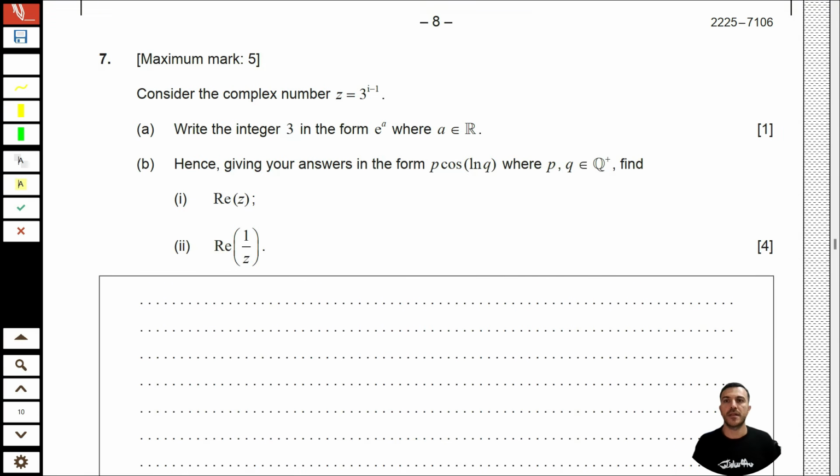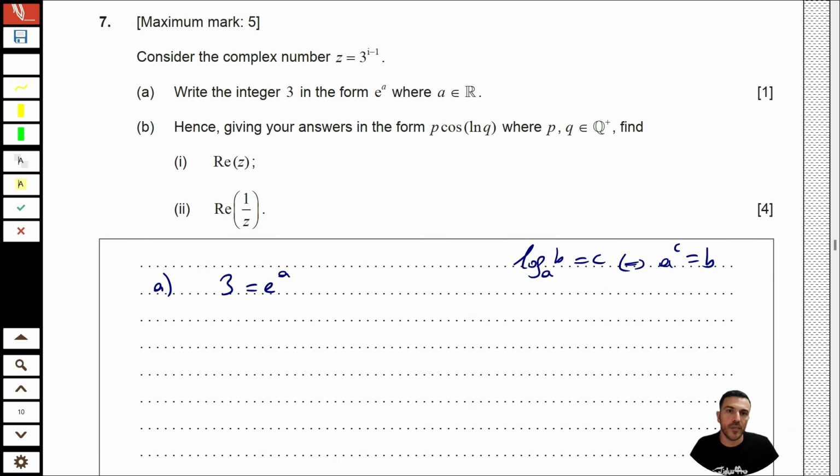Question 7. Consider the complex number z equals 3 to the power of i minus 1. Write the integer 3 in the form e to the power of a, where a is a real number. So 3 is going to equal e to the power of a, and from the attribute of the logarithm, which is the inverse of the exponential function, you can say that if log base a of b equals c, you can also write this as a to the power of c equals b, right?